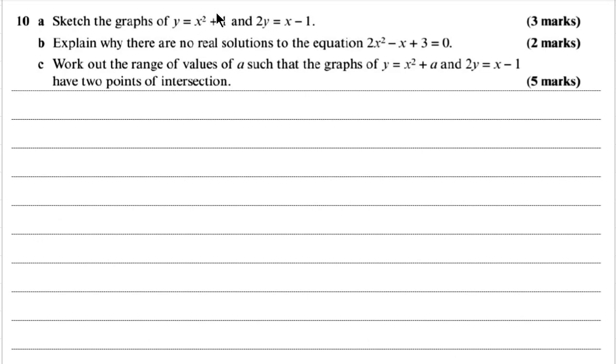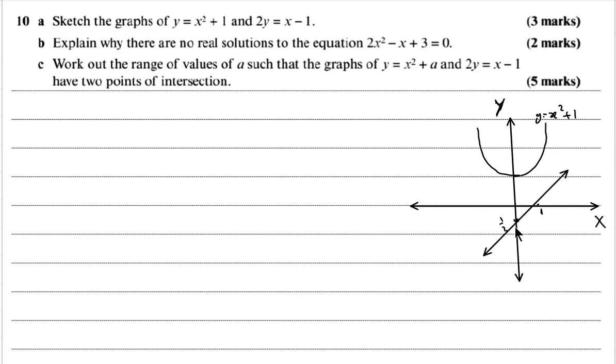10a, sketch the graphs of y equals x squared plus 1 and 2y equals x minus 1. Okay. To draw x squared plus 1, it will be the same as x squared, but it will be transformed above by just 1 point. So it will be like this. This is y equals x squared plus 1. And to draw this equation, y equals half x minus half, right? If we put x equals 0, y equals negative half, and if we put y equals 0, x should be 1. So this point is 1, here is half, and also here is 1 in the y-axis.